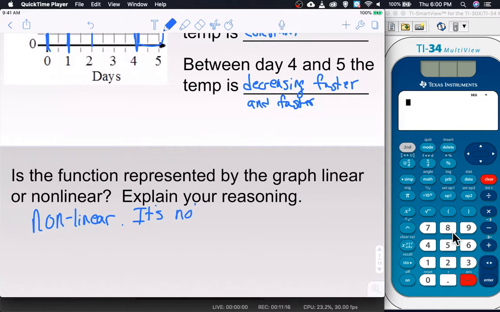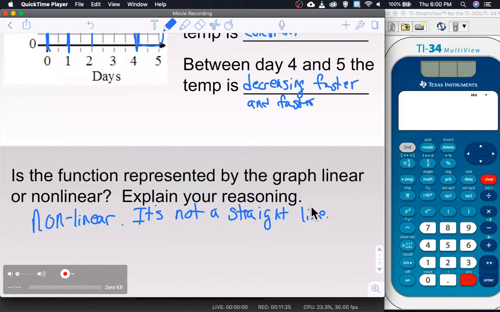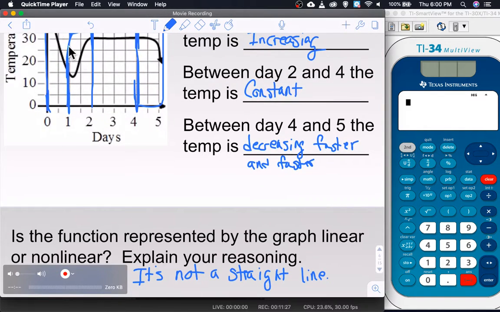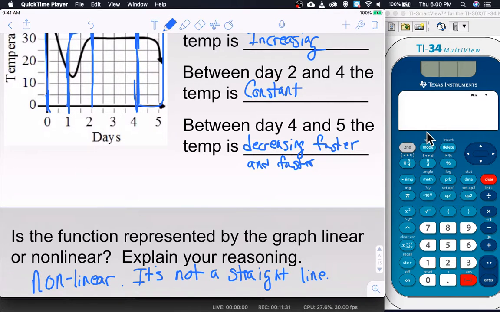It's not a straight line. So it's definitely curvy. It's nonlinear. It goes down, it goes up, it goes flat, it goes down. It's not linear. It is not a straight line. So that function in general is nonlinear.